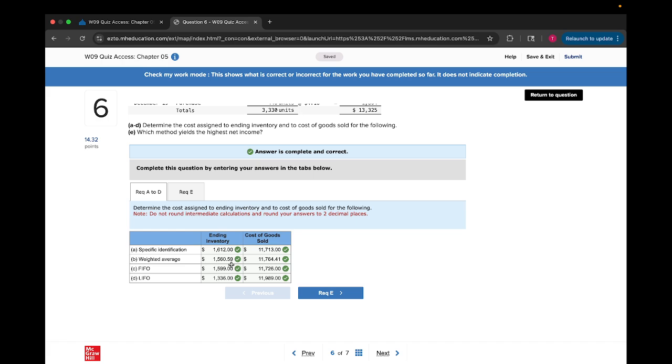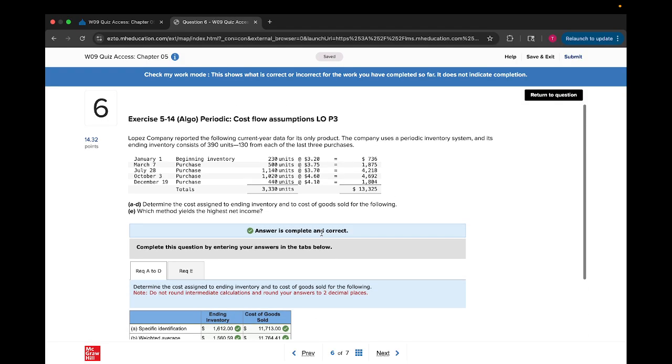Going on to our cost of goods sold, all we're going to do is take that 13,325, subtract what we just calculated, and it will give us our cost of goods sold, which will be 11,764.41. Pretty straightforward. Specific identification is probably the weirdest of the bunch, but it's pretty simple if you understand it.